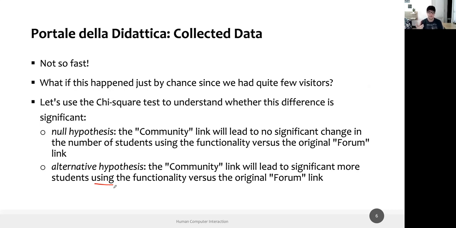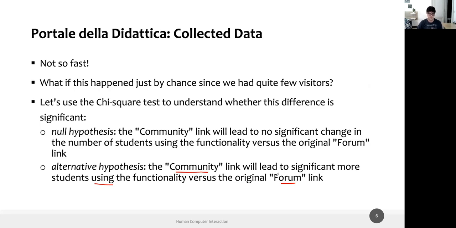So what are we measuring? The number of clicks, the measure of engagement. So something that gives this idea should also be in the hypothesis. What is version number one? What are the two things that we are comparing, and what do we want to understand? That is the usage, the engagement, the clicking, the login, whatever it is, but something that we want to measure. And the null hypothesis, or it's easier starting from the alternative and generating the null hypothesis from that, is that the community link will lead to no significant change in the number of students using the functionality with respect to the original forum link.